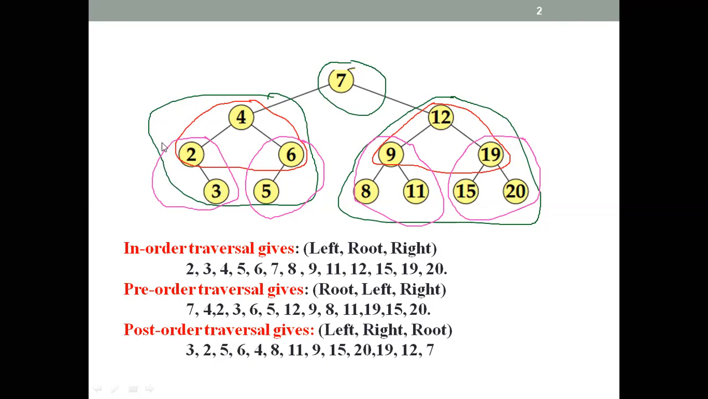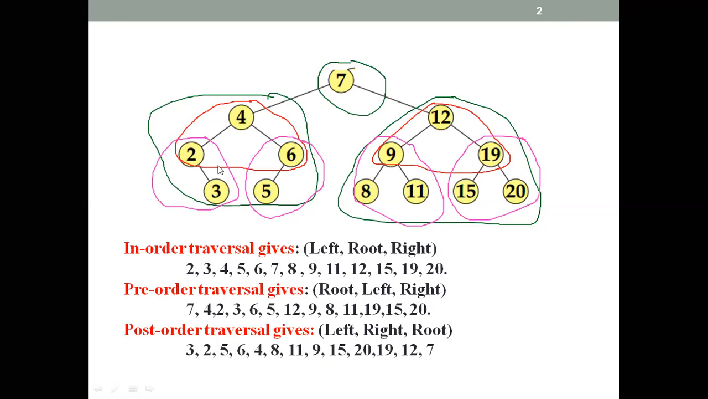For this group, we write left, right, root. Left is here, we don't have anything. Left, right, root, so we write 3, 2. After the left is finished, we go to the right side. Left is 5. We don't have any right here, so we go to the root. So 5, nothing here, and then 6.